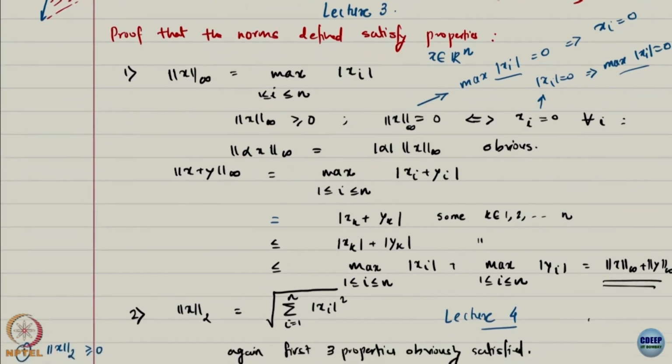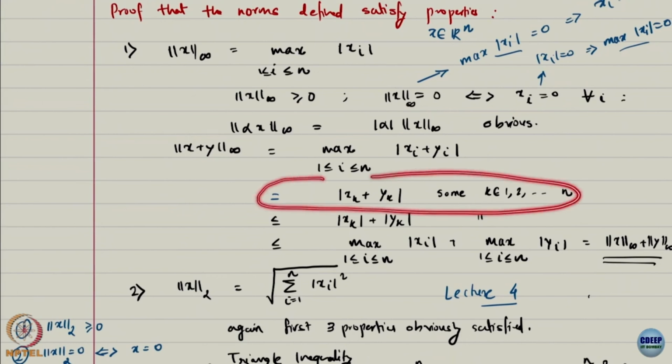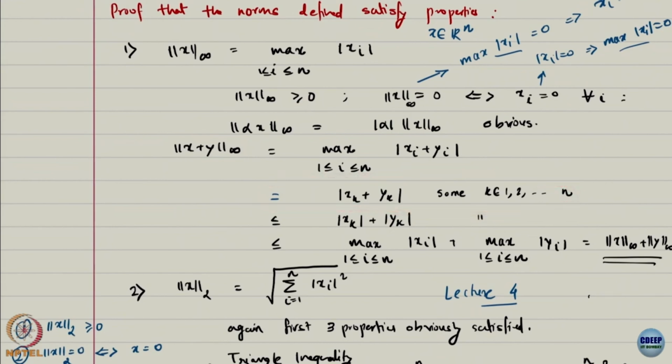In most of these proofs, the only thing you really have to prove is the triangle inequality. So how do we claim that we have the triangle inequality in this case? You look at the infinity norm of x plus y, and this is exactly equal, by definition, to max over i from 1 to n of the absolute value of xi plus yi. I hope you understand that for some particular k, it's exactly equal to this value, because it's a finite length vector.